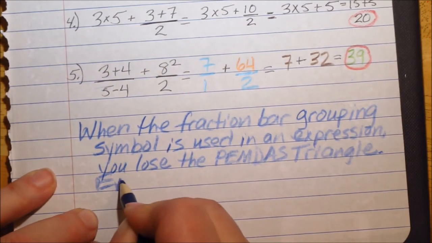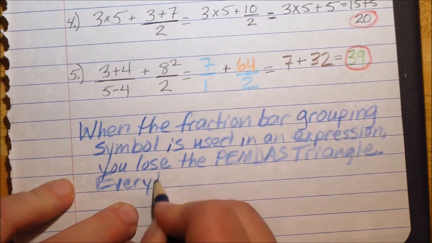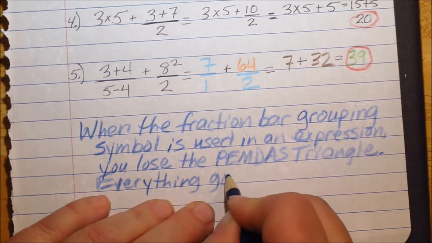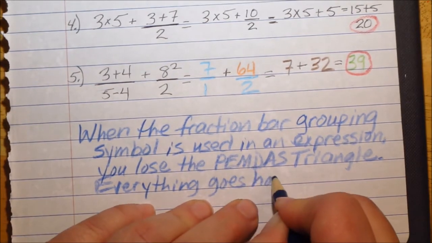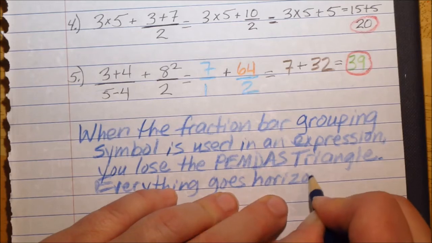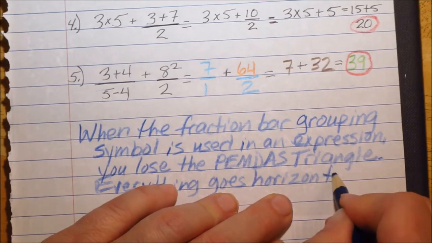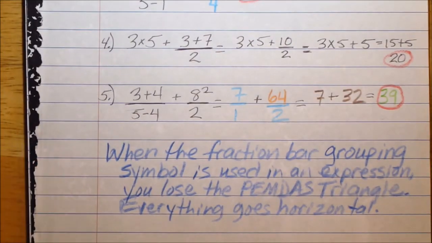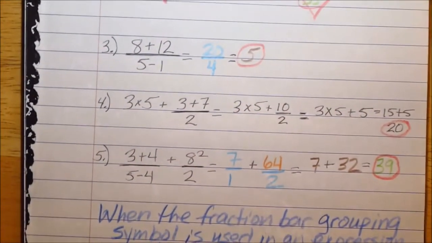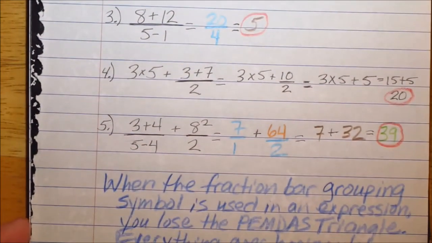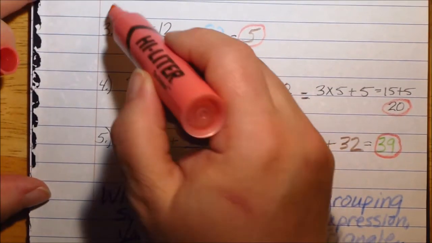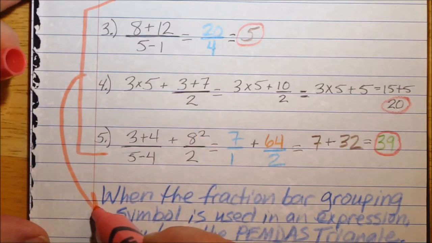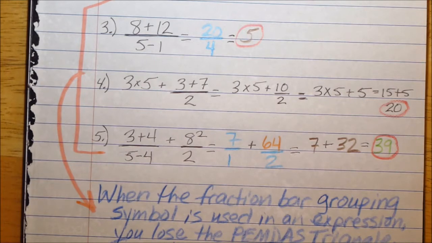Instead, everything goes horizontal. All right, everything goes horizontal. So with my pink highlighter, I'm going to make, how far do I need to go? This far. Here we go. I'm going to make a little bracket around these three like that, and an arrow that goes to this. So you know, that's what we're talking about, okay?